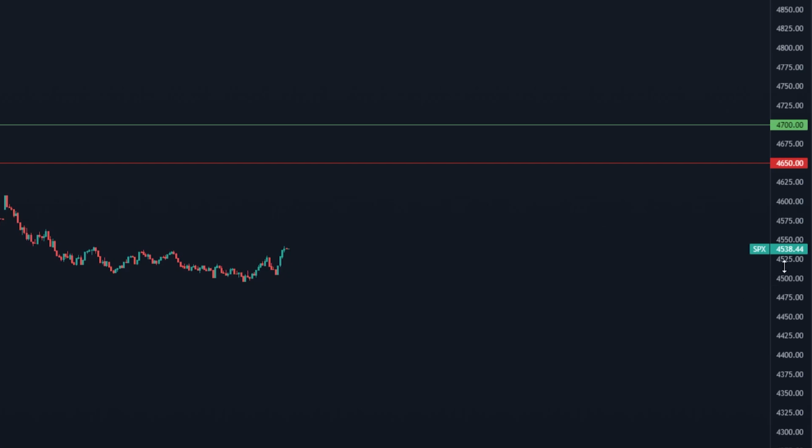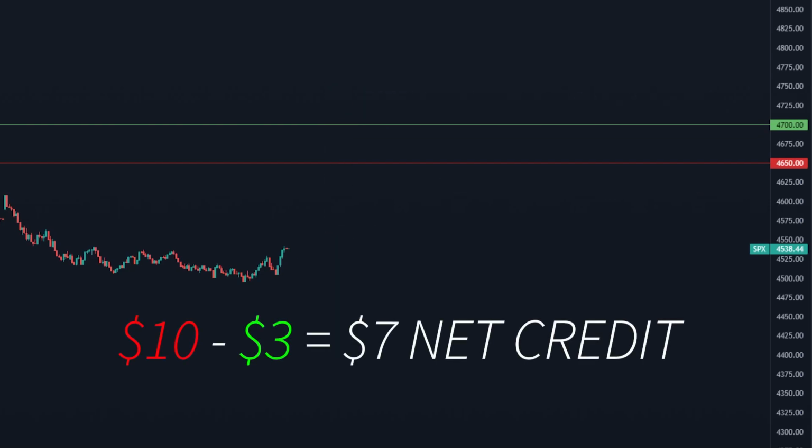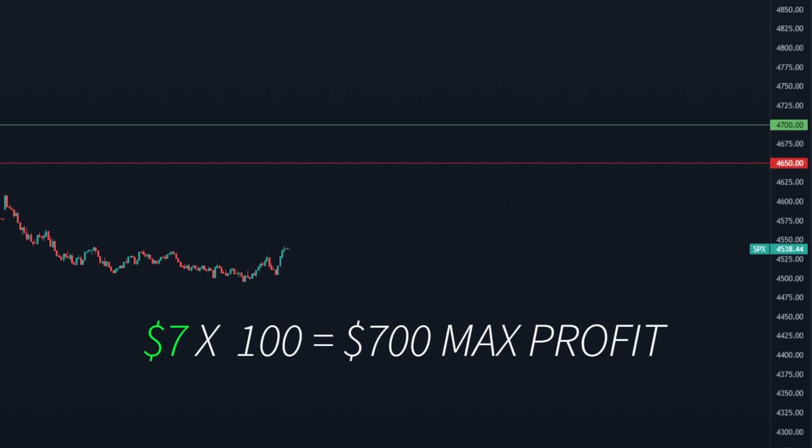For example, current price of SPX is 4,538. If you were to sell a 0 DTE 4650 call for a premium of $10 and then buy a 4700 call at $3, you would get a net credit of $7. That's 10 minus 3. Your max profit would be $700.